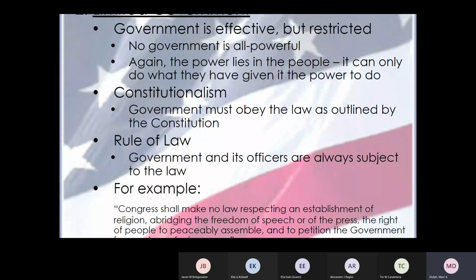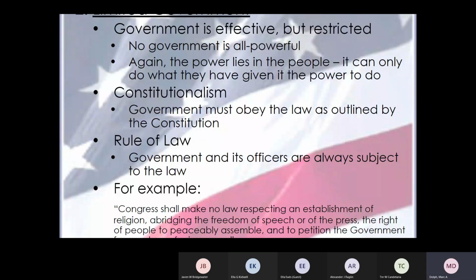Constitutionalism. Government must obey the laws outlined by the Constitution. This is something that changes a little bit over time. You'll see judicial review and stuff like that comes into play. Some of that stuff is not around at the very beginning, the birth of the Constitution, and it comes around a little bit later.